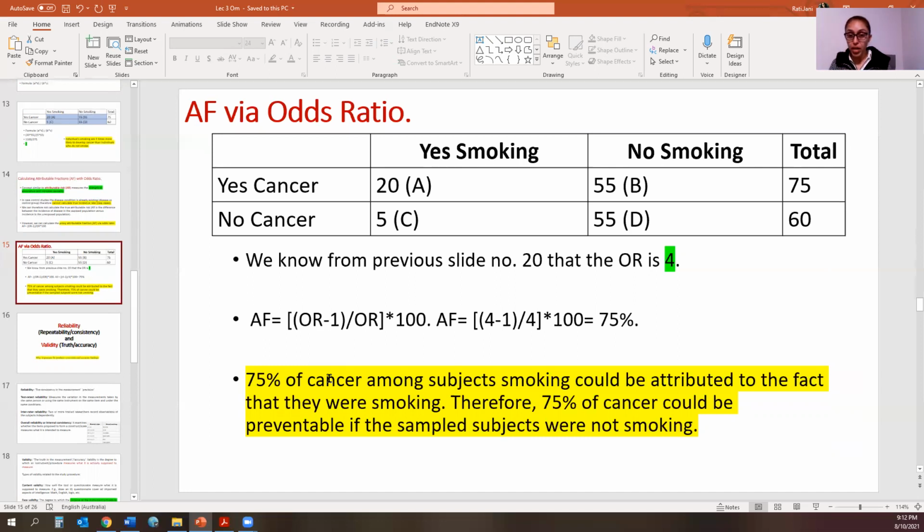So what sort of wording would I use? 75% of cancer among subjects smoking could be attributed. I haven't said risk, but I have said to the fact that they were smoking. And again, the second way of writing it: therefore, 75% of cancers could be preventable if the subject sample were not smoking. So I hope this makes sense, guys. These are very simple concepts, and it's just that the style of writing the results is a bit different depending upon what you calculate. And the most common thing, to summarize what you see in papers, is your risk ratios versus your odds ratio. Risk ratio, you are free to use the term risk.